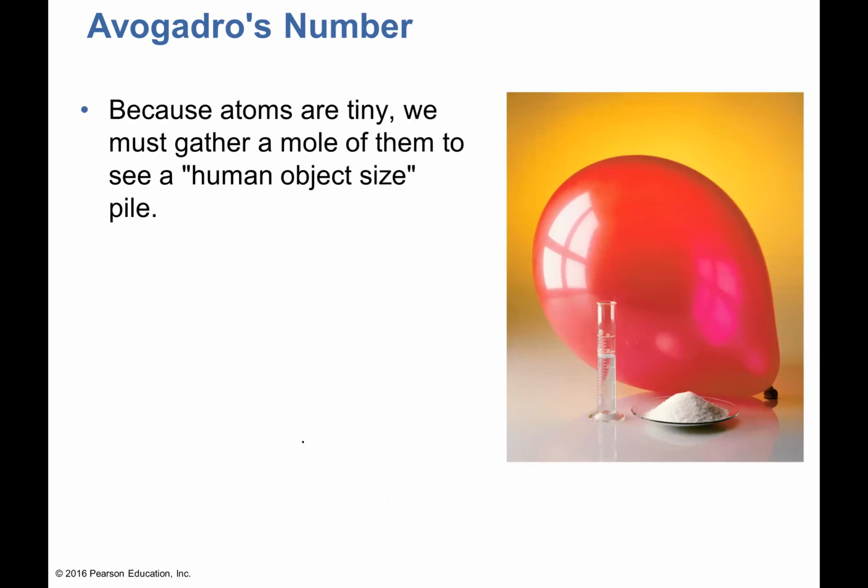In any case, because atoms are tiny, we must gather a mole of them to see a human-sized object. Now, what is a mole? So generally, what we're going to see here is that the mole is defined as exactly Avogadro's number of molecules.